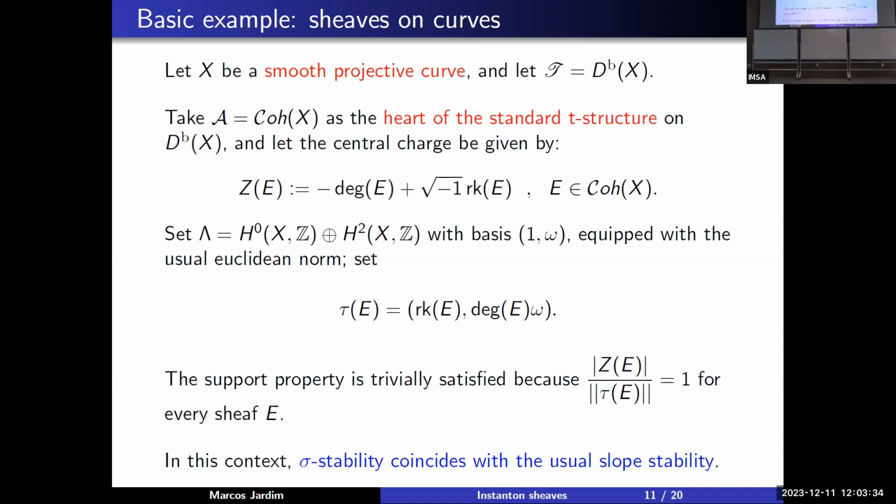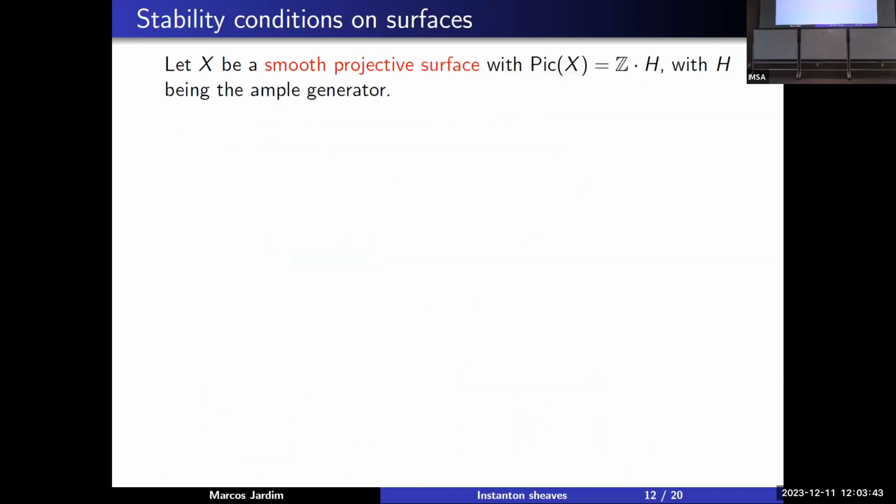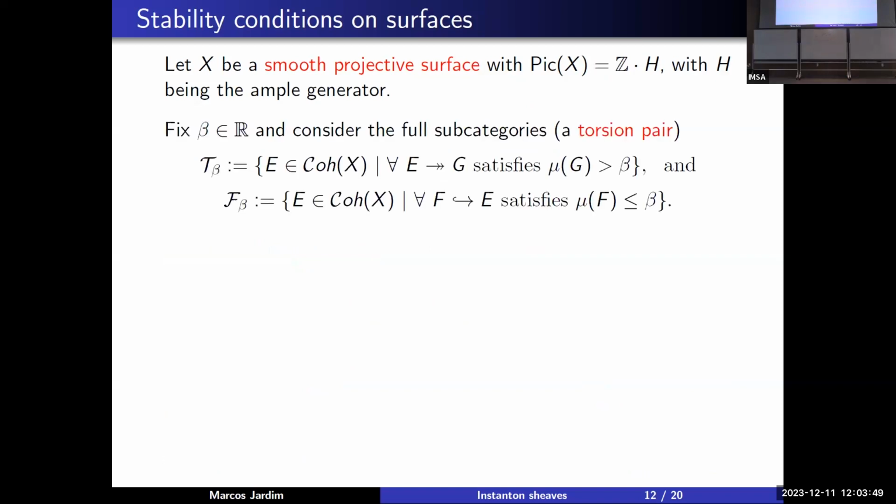Wait, but we do already have generalizations of slope stability for higher dimensions, right? It's called Gieseker stability. And we're going to see how they match. Maybe this is not so important either.